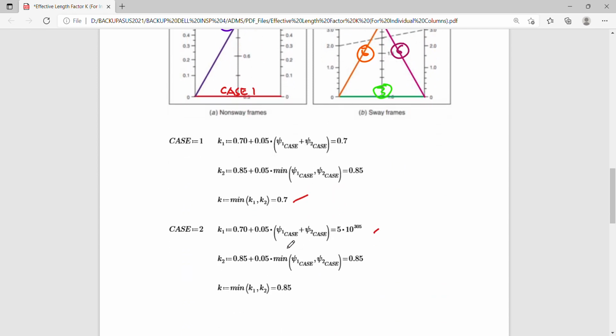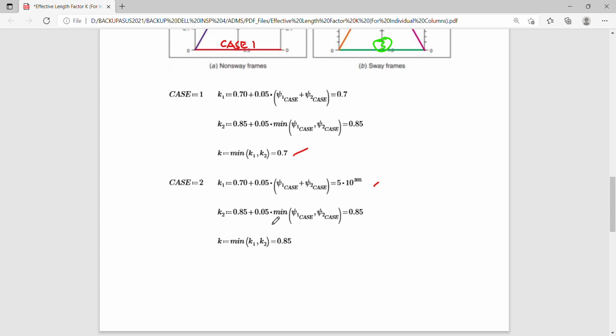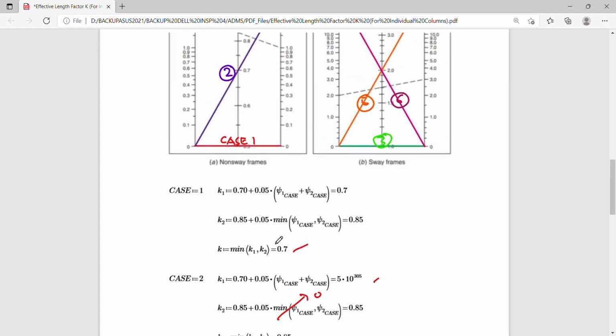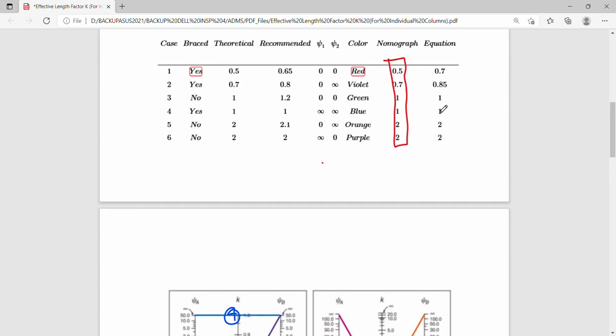So this is now 0 times 0.05, so it becomes 0. So we get now a value equivalent to 0.85. So this will now be equal to 0.85. So you take the minimum of the two, then finally your K becomes 0.85 as tabulated on the table.